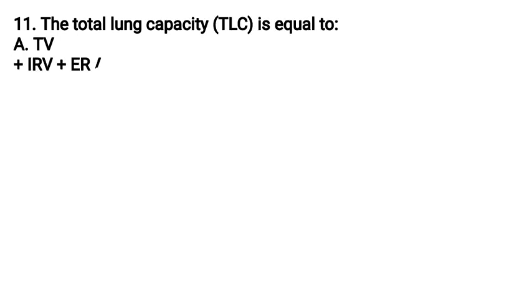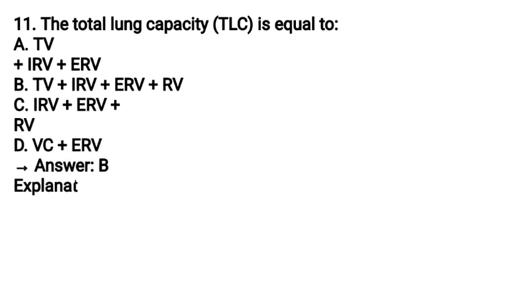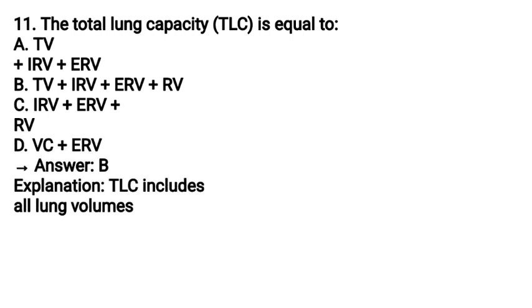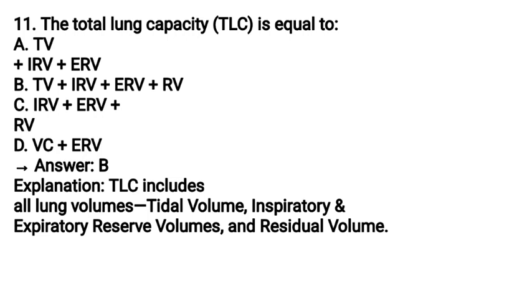11. The total lung capacity, TLC, is equal to: A. TV plus IRV plus ERV, B. TV plus IRV plus ERV plus RV, C. IRV plus ERV plus RV, D. VC plus ERV. Answer B. Explanation: TLC includes all lung volumes: tidal volume, inspiratory and expiratory reserve volumes, and residual volume.